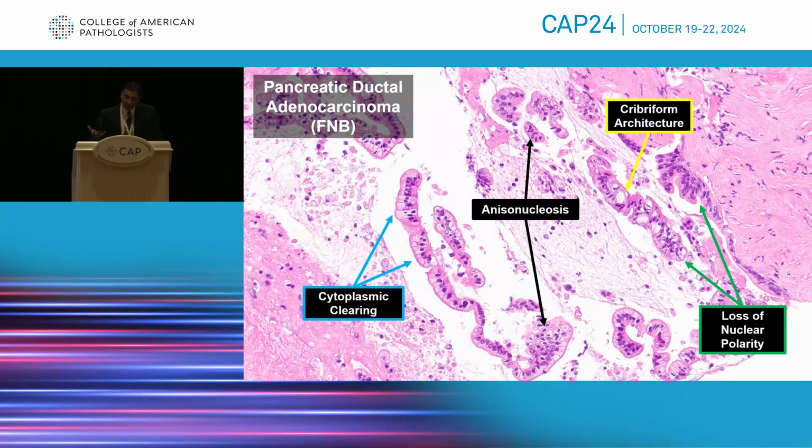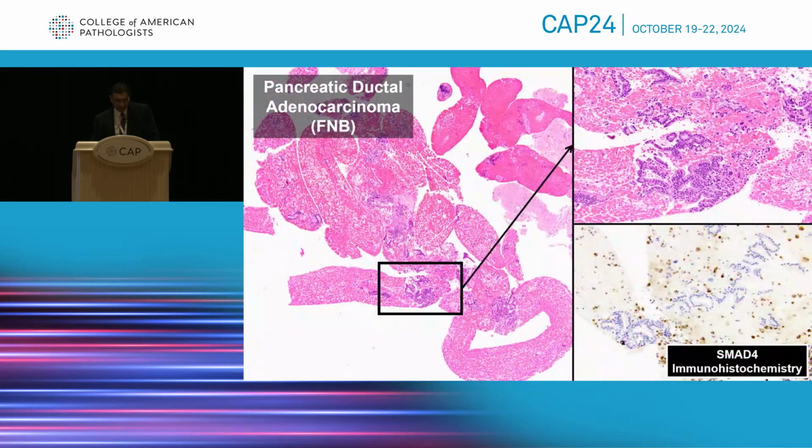Within there, importantly, recognize features including a complex cribriform architecture, cytoplasmic clearing that should not be confused with GI tract contamination, nuclear size variation, or anisonucleosis, and then the complete absence of nuclear polarity. In some cases, ancillary immunohistochemical stains are very helpful, such as p53 and SMAD4 in the setting of a solid lesion, and can truly be supportive of an adenocarcinoma when aberrantly expressed, or rather diffusely lost.